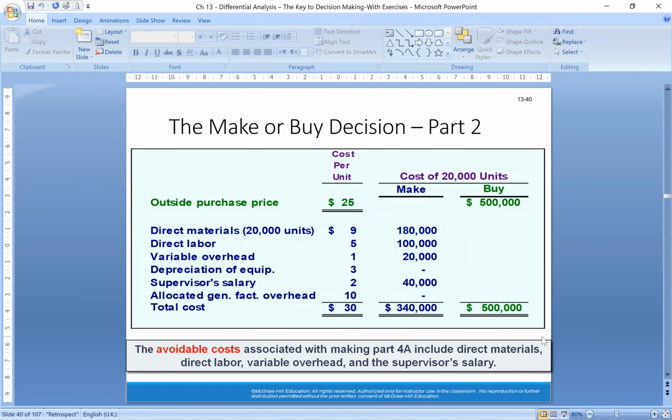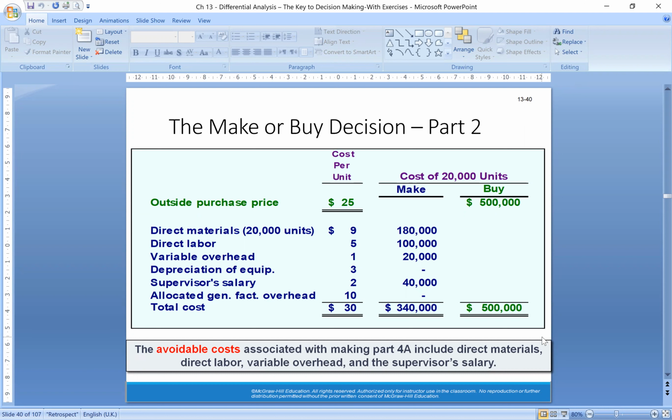If we buy it from outside, then we have to pay $25 per part, multiplied by 20,000 units, which is $500,000. Now, the comparison is not to say $30 multiplied by 20,000, which is $600,000, if we make it. We are paying 30, from the information in our question. We cannot say 30 multiplied by 20 is 600, and the 500 is less.